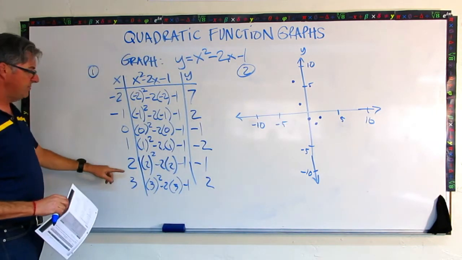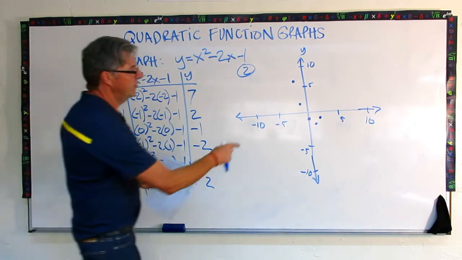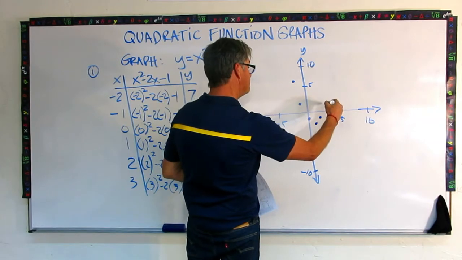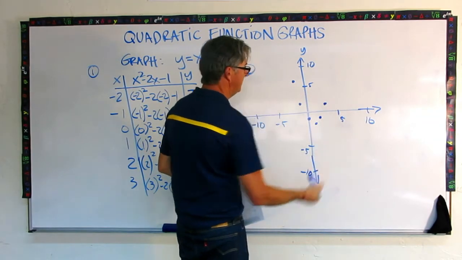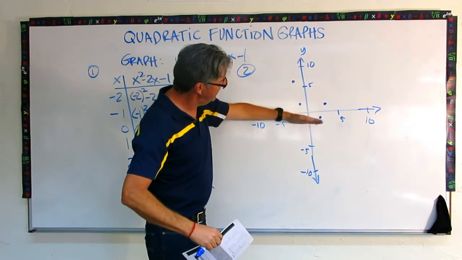Let's do this last point. 3, 2. So we're over 3, and we're going to be up 2. So that's like right about there. Now I have enough to draw my parabola. It's going to go like this and cut over like that.